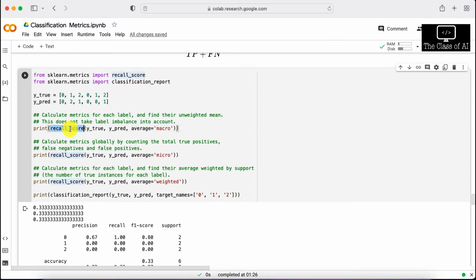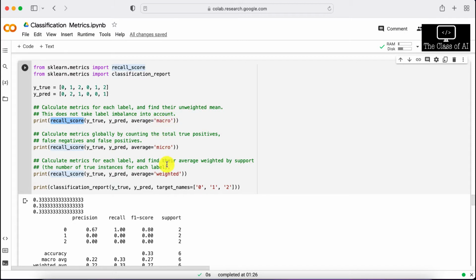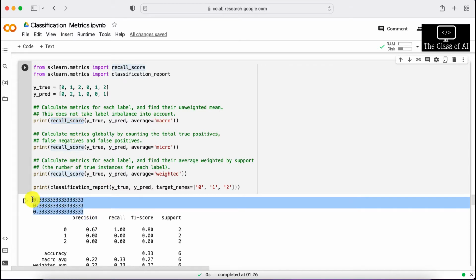You just use recall_score, and you can calculate it with 3 different methods: macro, micro, and weighted. In macro, what will happen? It calculates the metrics for each label and finds their unweighted mean, so no weightage is given. But in the case of micro, it counts globally the true positives, false negatives and false positives, and you get the score according to that. And when you say weighted, it weights by the number of samples present in each class, and then you get the score. You see over here that we have printed the recall score, and in all the 3 cases it is 0.3, 0.3, 0.3.